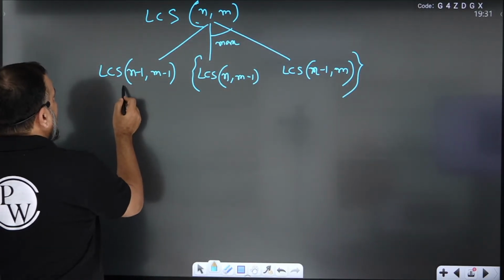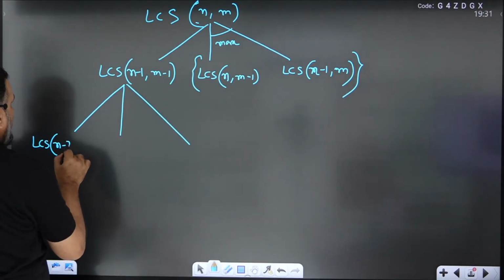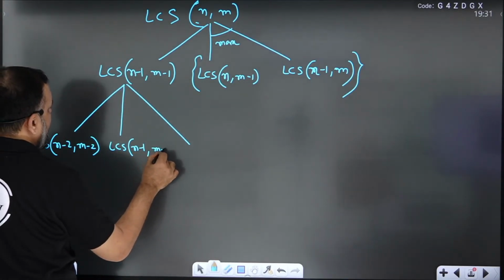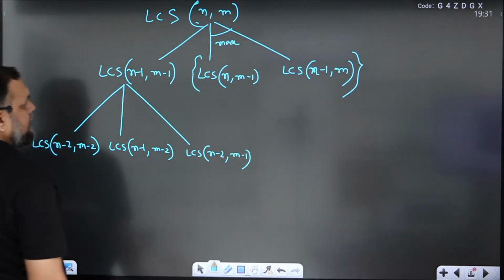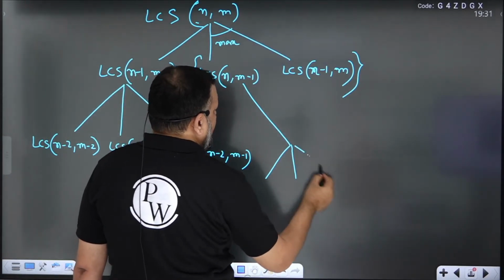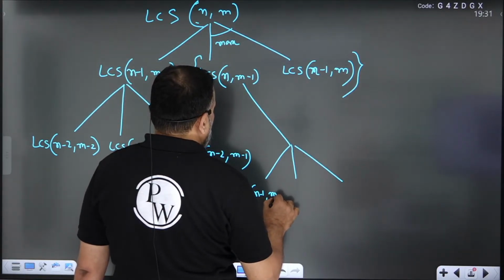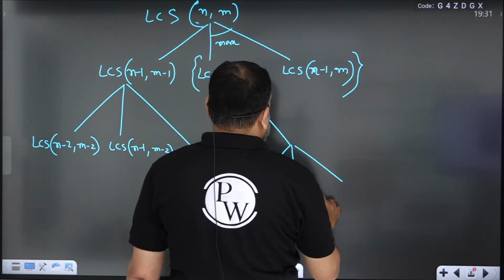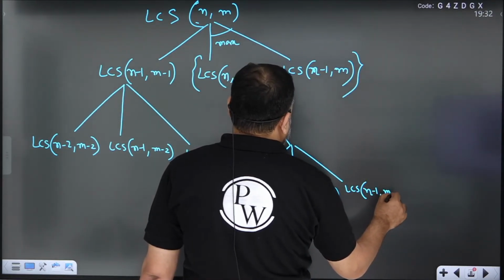Now boys and girls, अगर आप इसे expand करोगे, again it will have 3 subproblems. क्या होंगे? LCS of n minus 2 m minus 2, या LCS of n minus 1 comma m minus 2, या LCS of n minus 2 m minus 1. Check it. अगर आप ये expand करोगे, 3 सब प्रॉब्लम्स इसके ऐसे होंगे: LCS of n minus 1 m minus 2, or LCS of n comma m minus 2, or LCS of n minus 1 m minus 1.